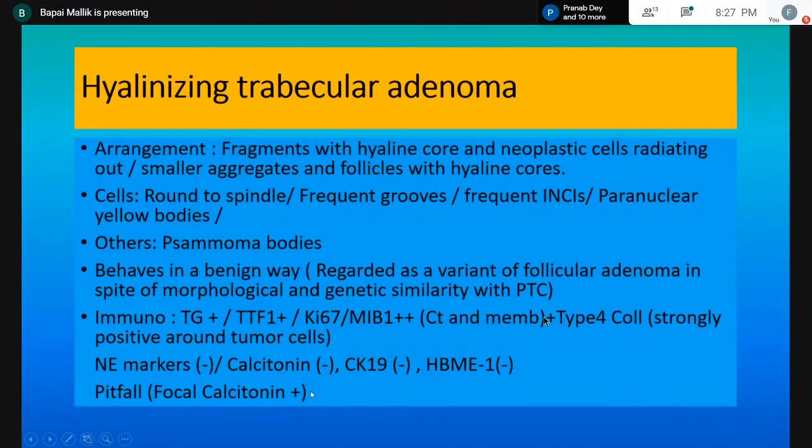hyalinizing trabecular adenoma. If you see some amount of focal, you can, so I mean, it's not exactly a medullary, sorry about that, it's not exactly a medullary carcinoma if it is just focal. So you have to take into consideration the other features of thyroglobulin and thyroglobulin positivity. TTF1 can be positive in medullary thyroid carcinomas.